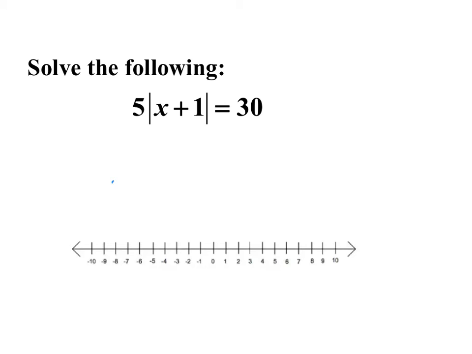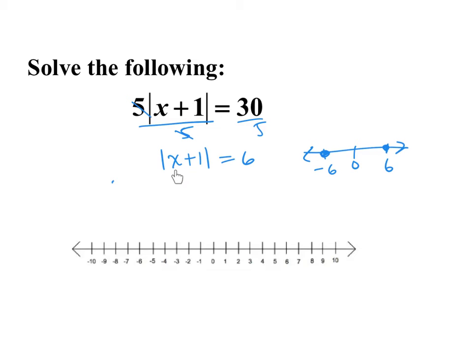Okay, in this example, we can see that the absolute value symbol is being multiplied by 5. So our first step is to isolate that absolute value symbol. So we're going to divide both sides by 5. And when we do, we get that the absolute value of x plus 1 is equal to 6. So if you think of a number line, there are two places on the number line that are 6 units away from 0. One is at negative 6 and one is at positive 6. So that means that this expression inside the absolute value symbol is either equal to negative 6, or this expression is equal to positive 6. So we'll write and solve those two equations.